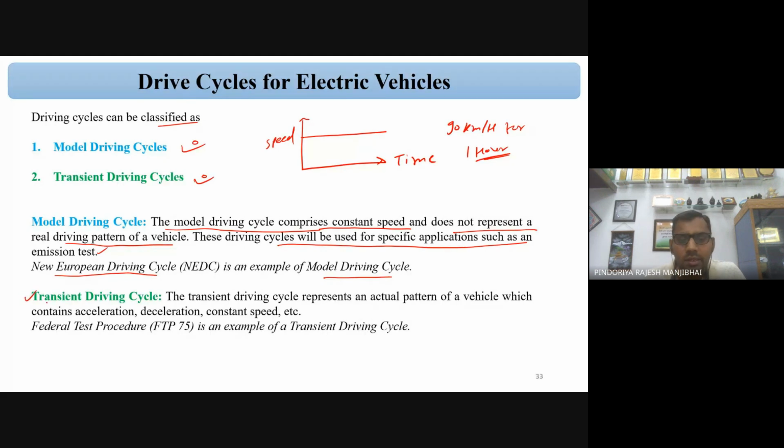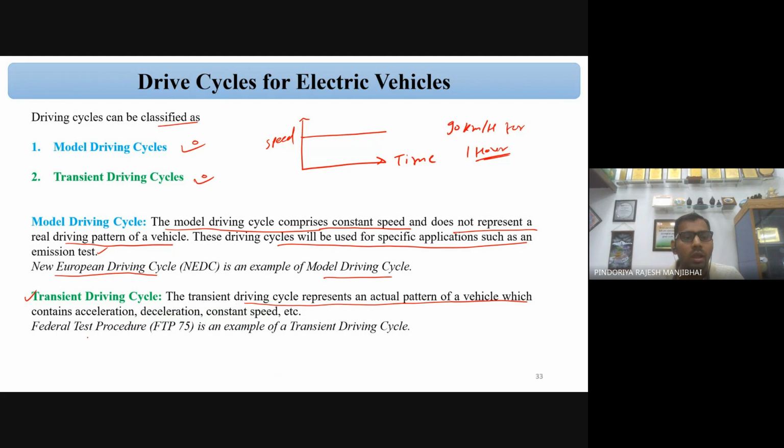The second one is the transient driving cycle. Of course, here the speed varies with respect to time. Sometimes maybe 10 kilometers per hour, sometimes 20, sometimes 50 kilometers per hour. The transient driving cycle represents an actual driving pattern of the vehicle, which contains acceleration, deceleration, constant speed, and everything.